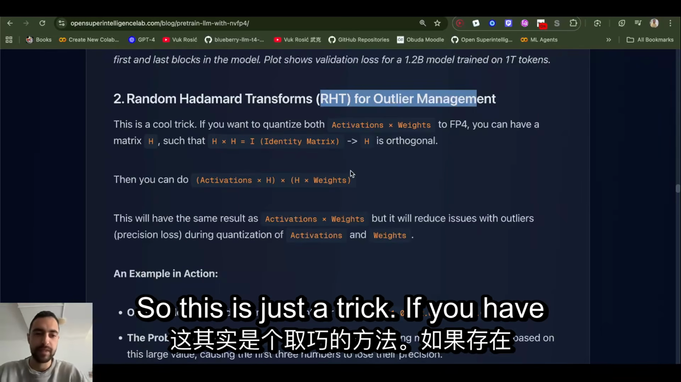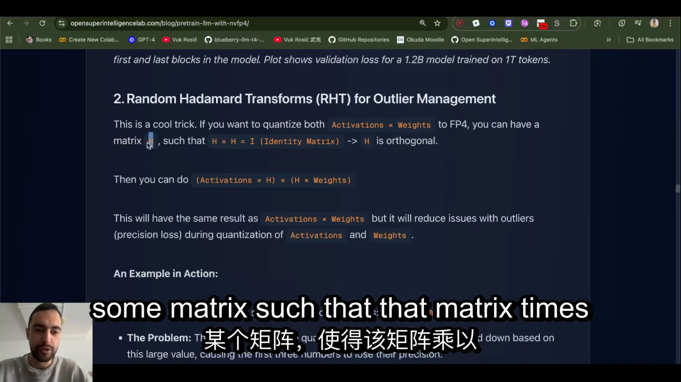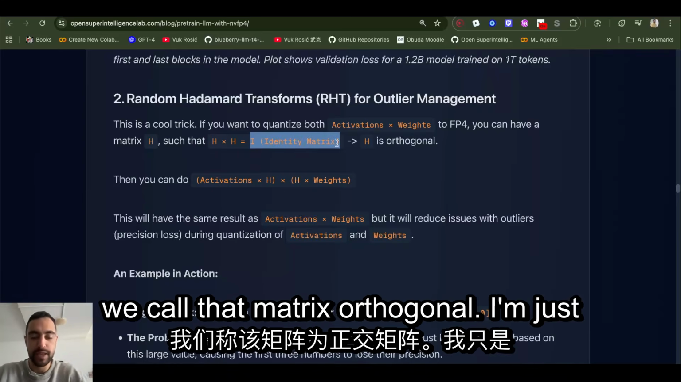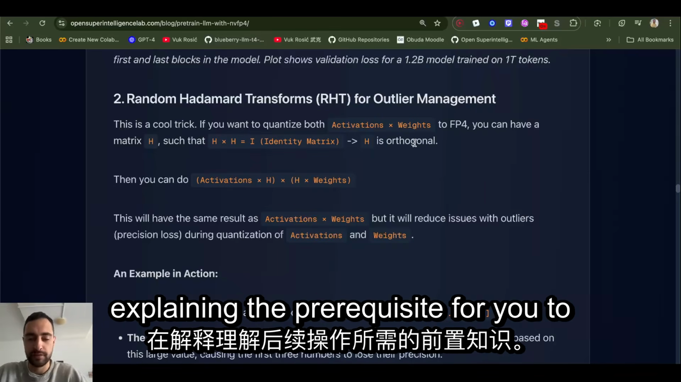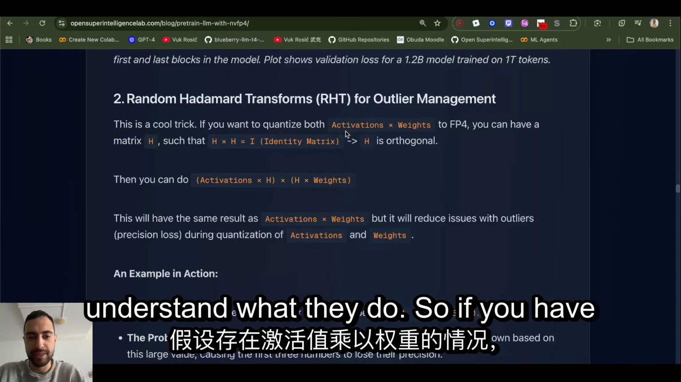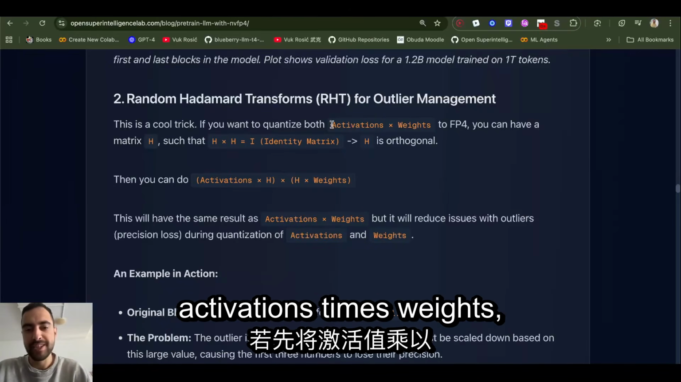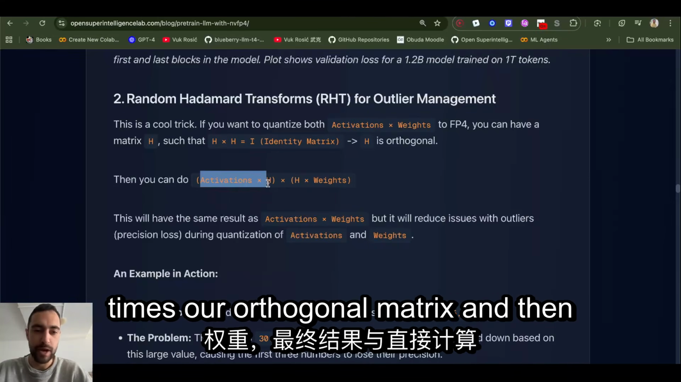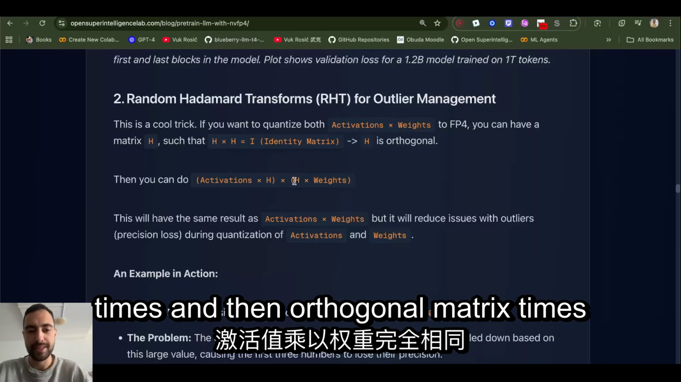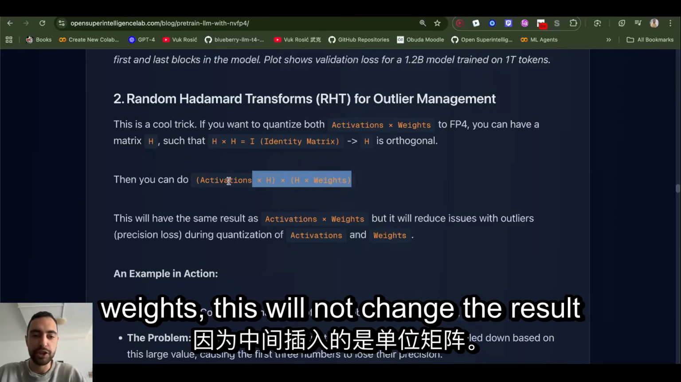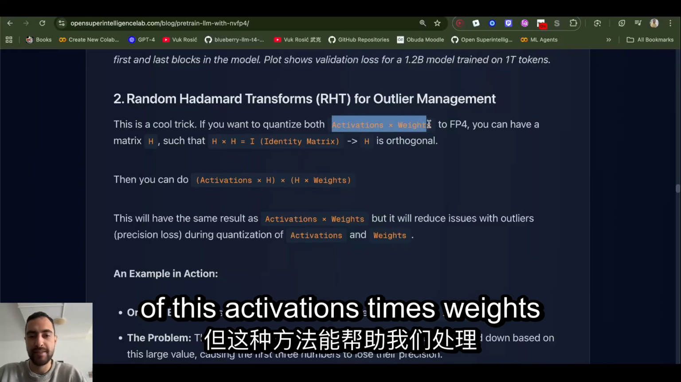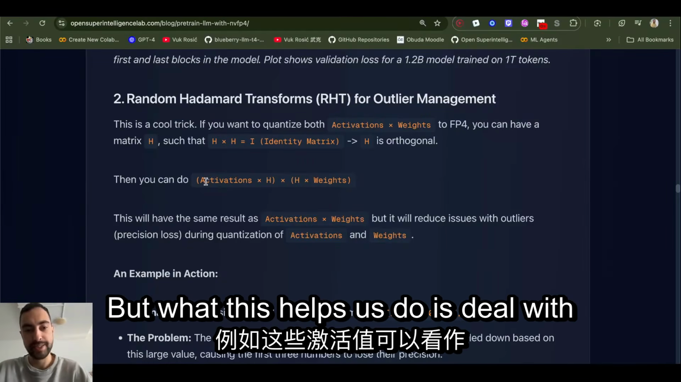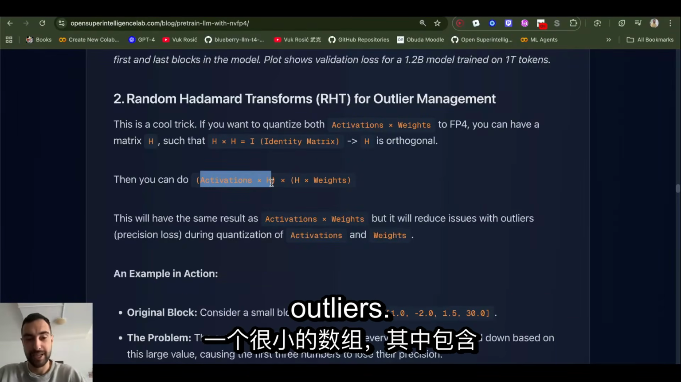Next trick, random Hadamard transforms, RHT, for outlier management. So this is just a trick. If you have some matrix such that that matrix times itself gives the identity matrix, we call that matrix orthogonal. I'm just explaining the prerequisite for you to understand what they do. So if you have activations times weights, and you multiply activations times our orthogonal matrix and then the orthogonal matrix times weights, this will not change the result of activations times weights, because in between is the identity matrix. But what this helps us do is deal with outliers.